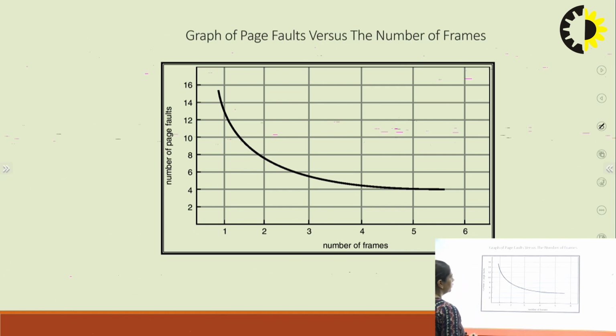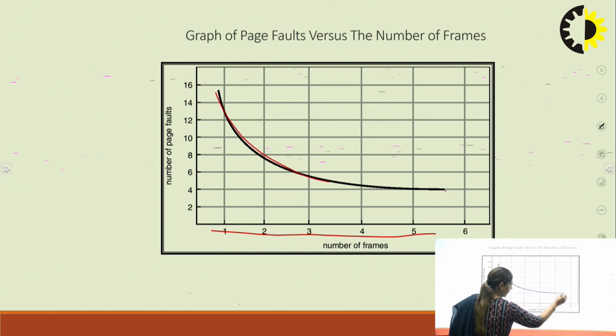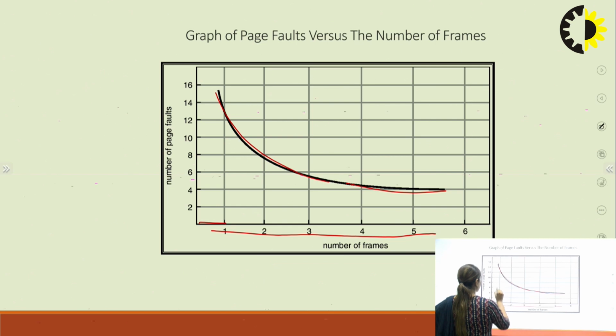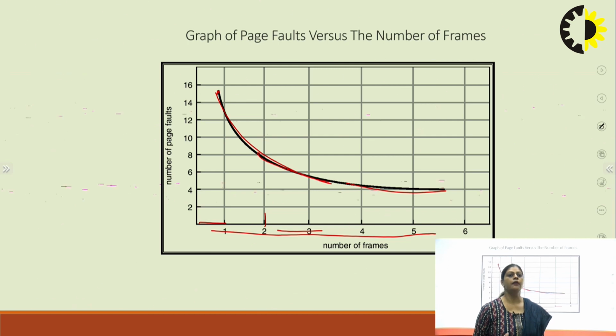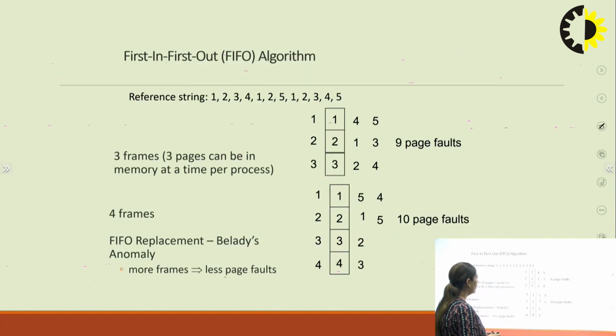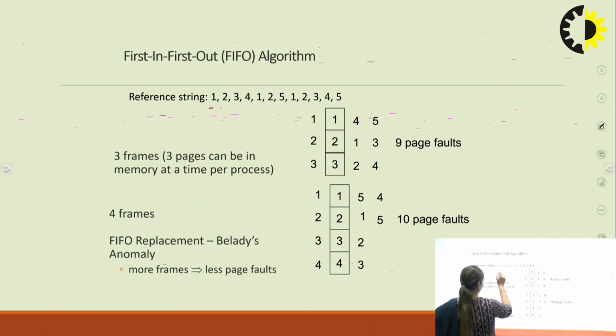Now you see the graph of page faults versus the number of frames. As we increase the number of frames, the page faults go on decreasing, right? For a lesser number of frames, we have more page faults. As we increase the number of frames, the rate of page faults decreases because we have more space, and page faults reduce, right? But sometimes there is a scenario where we increase the space, but we also increase the page faults. So let's consider this reference string.